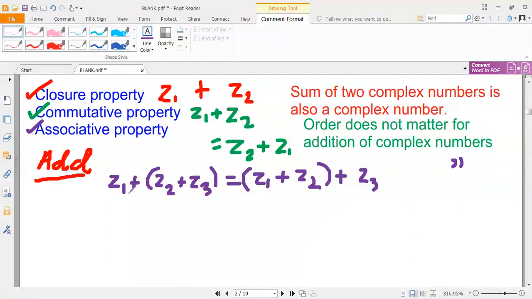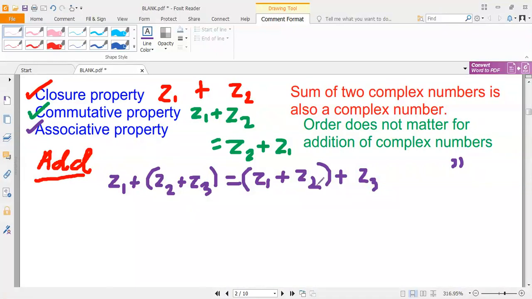Associative property says that it does not matter how you group the order of addition. See, the difference is that here the order is being reversed. So it's 1, 2 and 2, 1. So the order is being reversed. Here the order is not being reversed. We are just taking under consideration, first we are taking just Z2 and Z3, and then we are adding Z1.